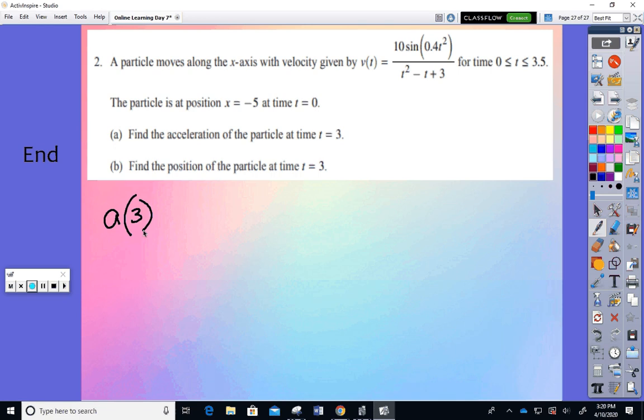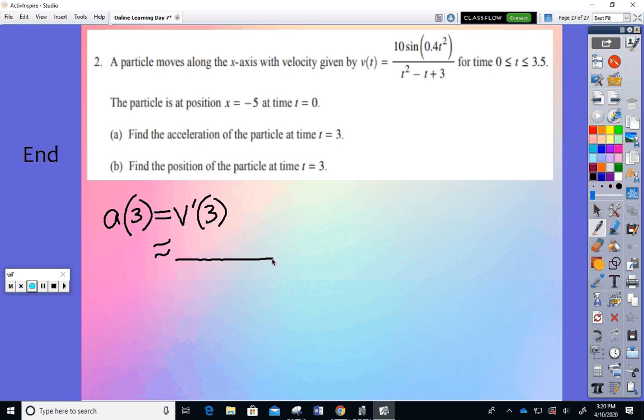That's what I want on part A. Well, do you know that acceleration is the derivative of velocity? So you want the derivative at time 3. Guys, it's a calculator problem. You don't need to do anything else, okay?